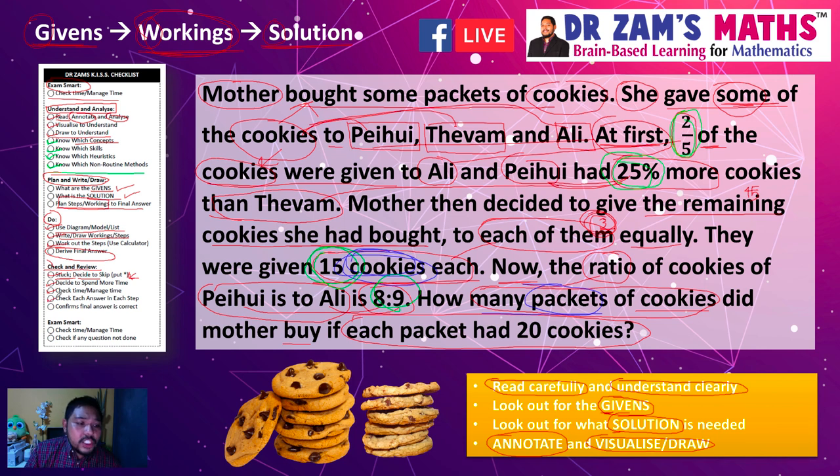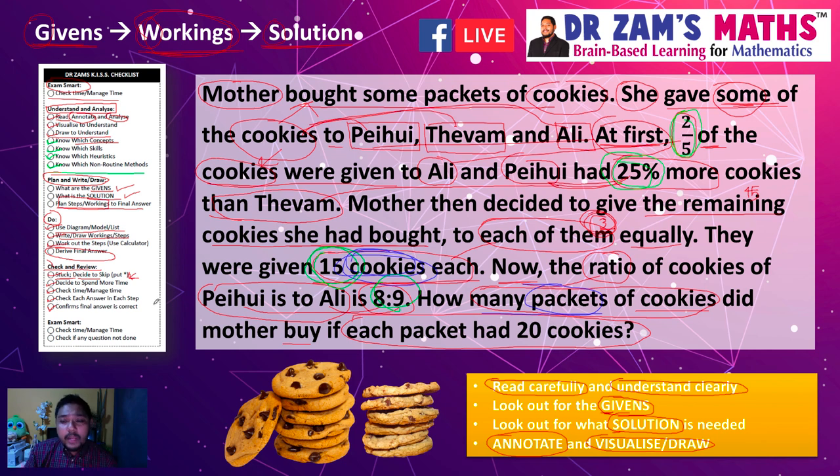And then you need to check each answer in each step. So as you do each step, check. Okay, this is one of the cures or the secrets or the strategies to make sure your children do not make careless mistakes. And that is to check each answer in each step. That means every computation your child needs to check. And when your child carries forward from one step to another, your child needs to check. And then after that, your child needs to confirm that the final answer is correct.